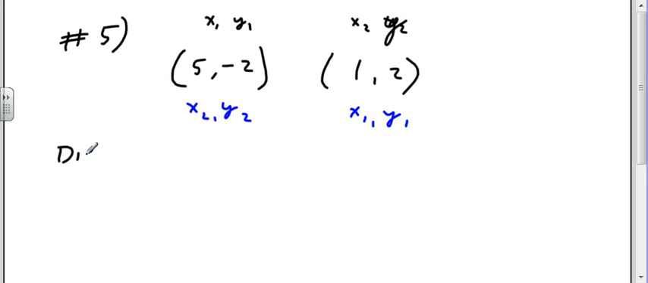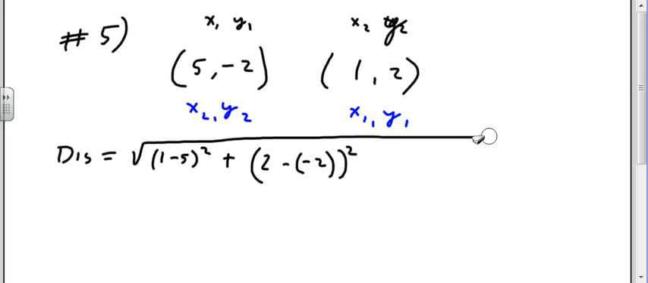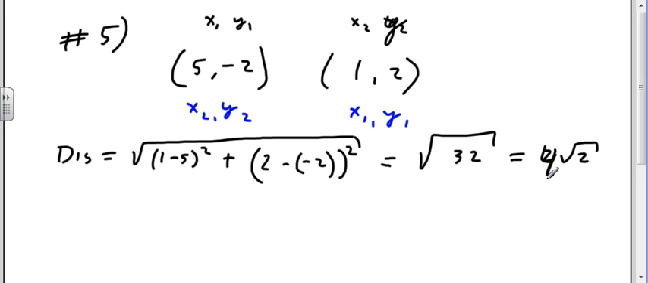So the distance is the square root of 1 minus 5 squared plus 2 minus a minus 2 squared, and so it's the square root of 4 squared plus 4 squared, 32, and 32 is 2 times 2 times 2 times 2 times 2, so there's 2 square root of 4, square root of 2. All right, and we're going to do it again and turn it around.